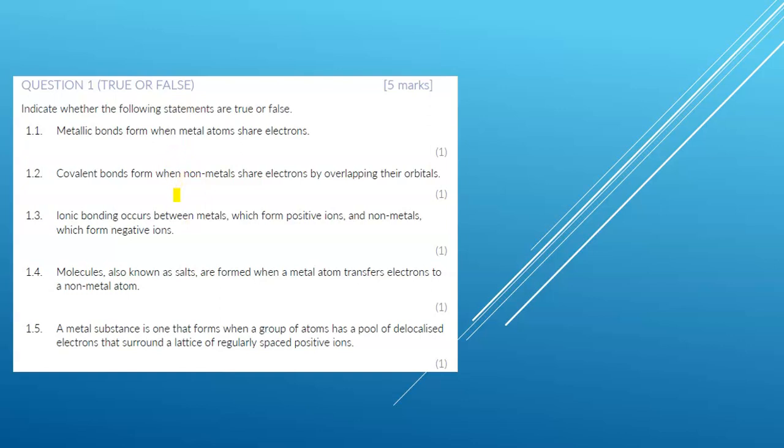Question 1 is true or false. Metallic bonds form when metal atoms share electrons. Okay, so that's the definition of a metallic bond.